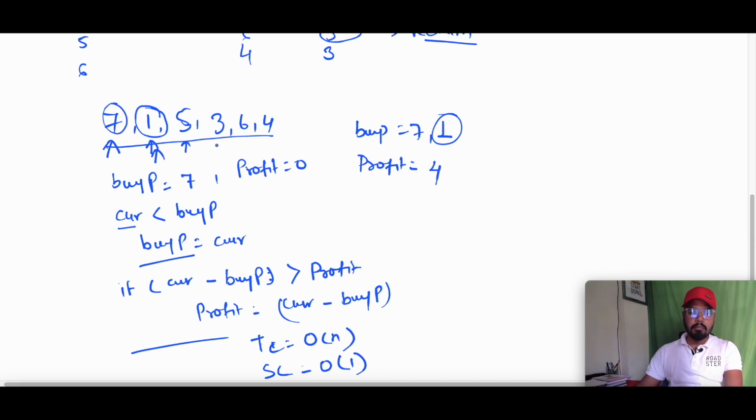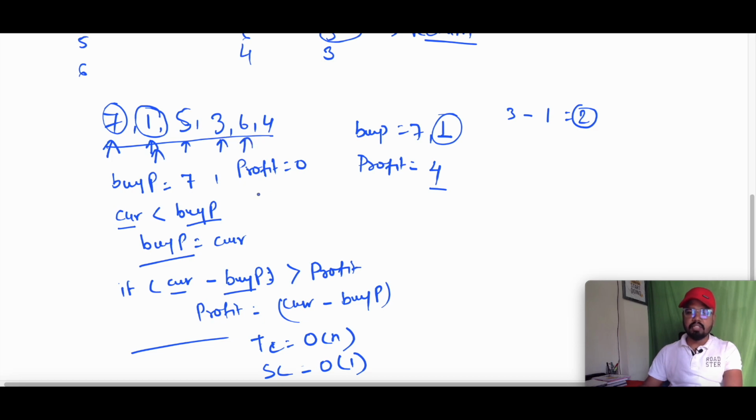Now the pointer will come to 3 and it will check if current is less than buy price. No. So it will check current minus buy price. The current is 3 minus buy price 1, so it will be 2. Is 2 greater than profit? Currently profit is 4. So no, it will move on to the next element.